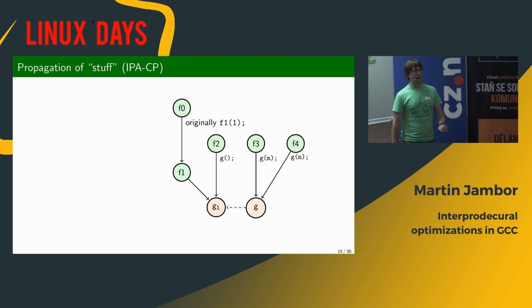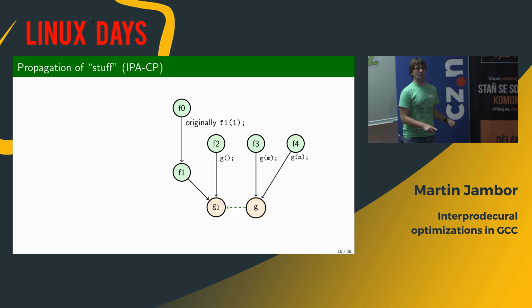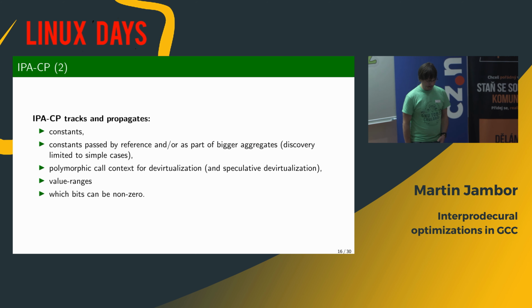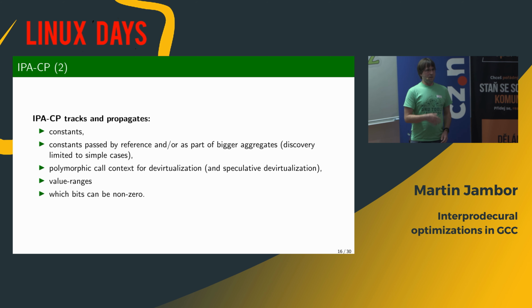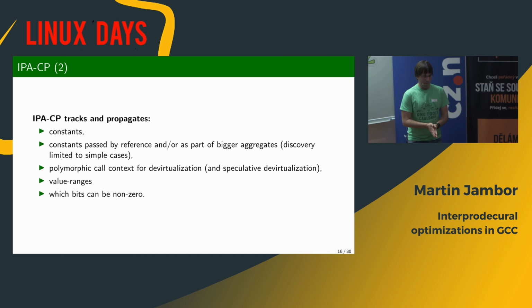It also knows how data travel through functions, if they do travel through functions. So if in the case of F1, the constant parameter 1 originated from its caller, F0, and F1 just takes its parameter and passes it to G1, if this parameter is actually constant 1, GCC can discover that and clone the functions appropriately. As I said, historically, this was only about constants, but now we propagate not only constants, but constants passed by reference or as parts of bigger aggregates, even though the discovery is rather limited at the moment.